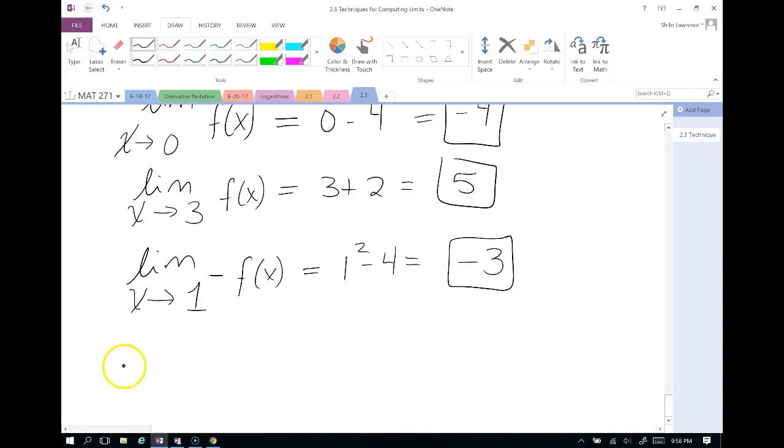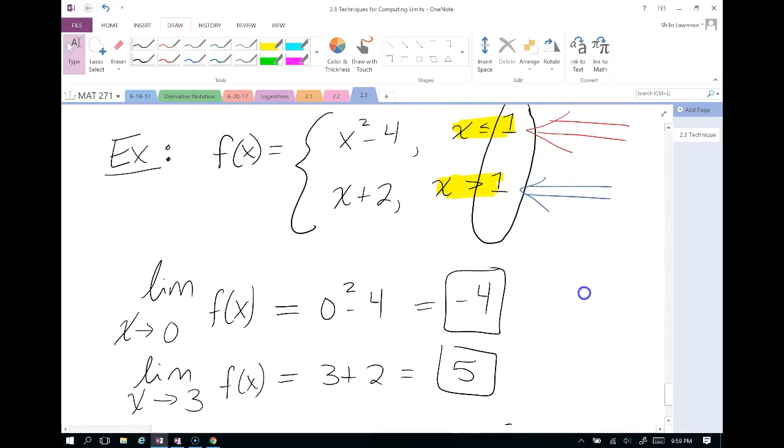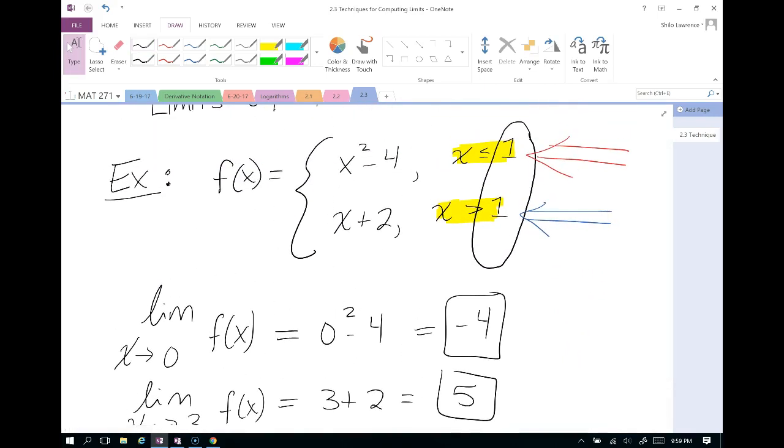And then to do the right limit, we want to approach 1 from the right. To the right of 1 are values larger than 1, values greater than 1. So values greater than 1 are like 2, 3, 4, and 5.